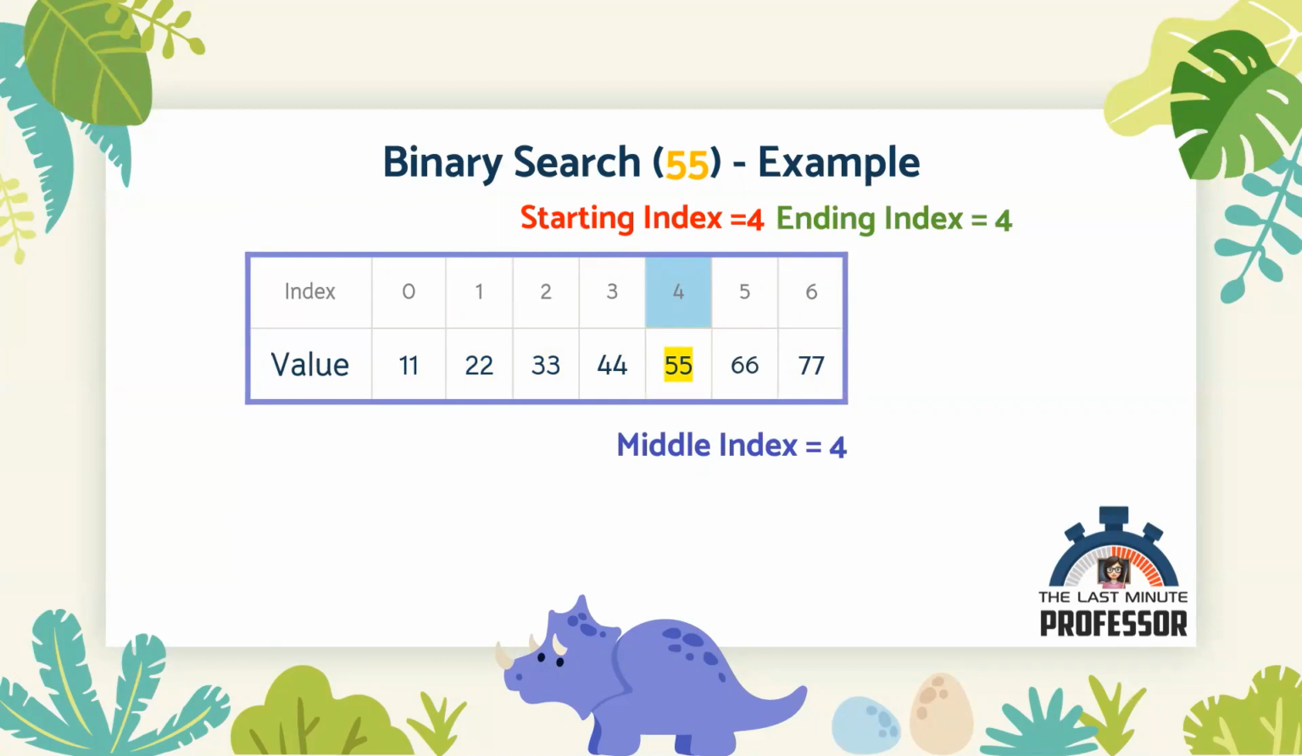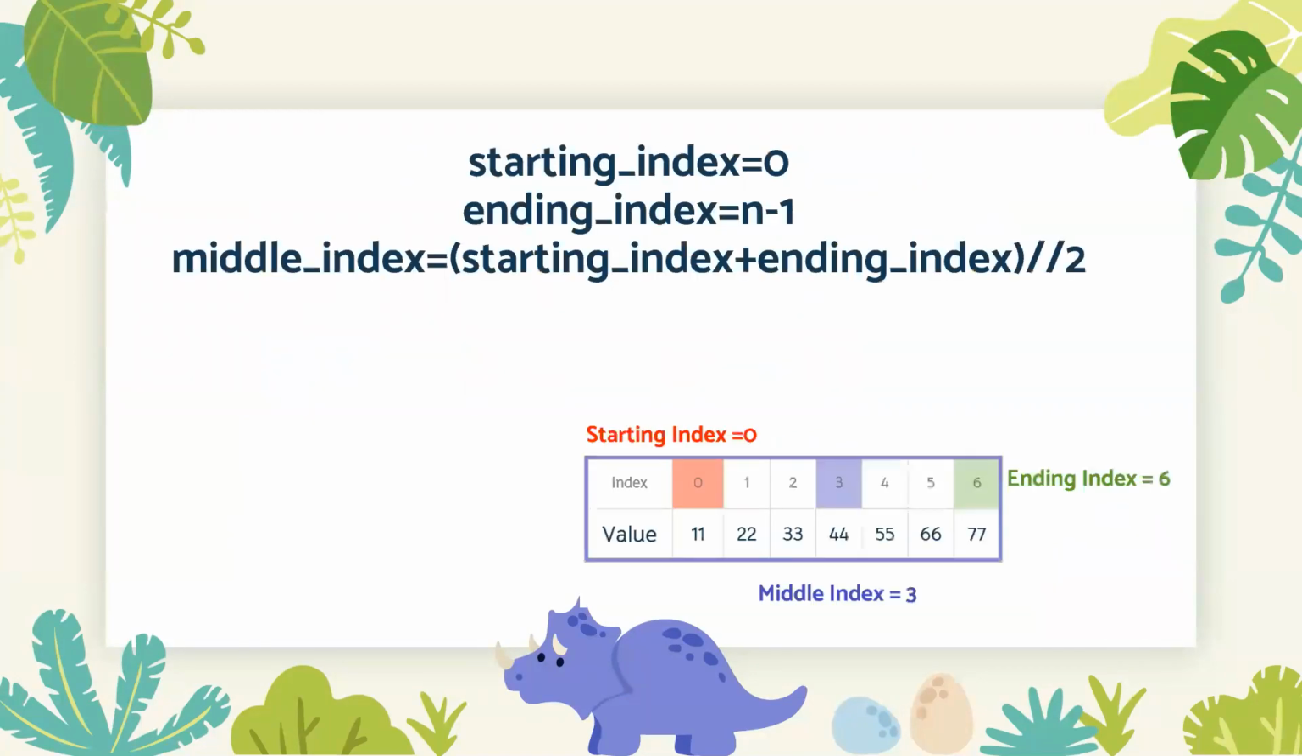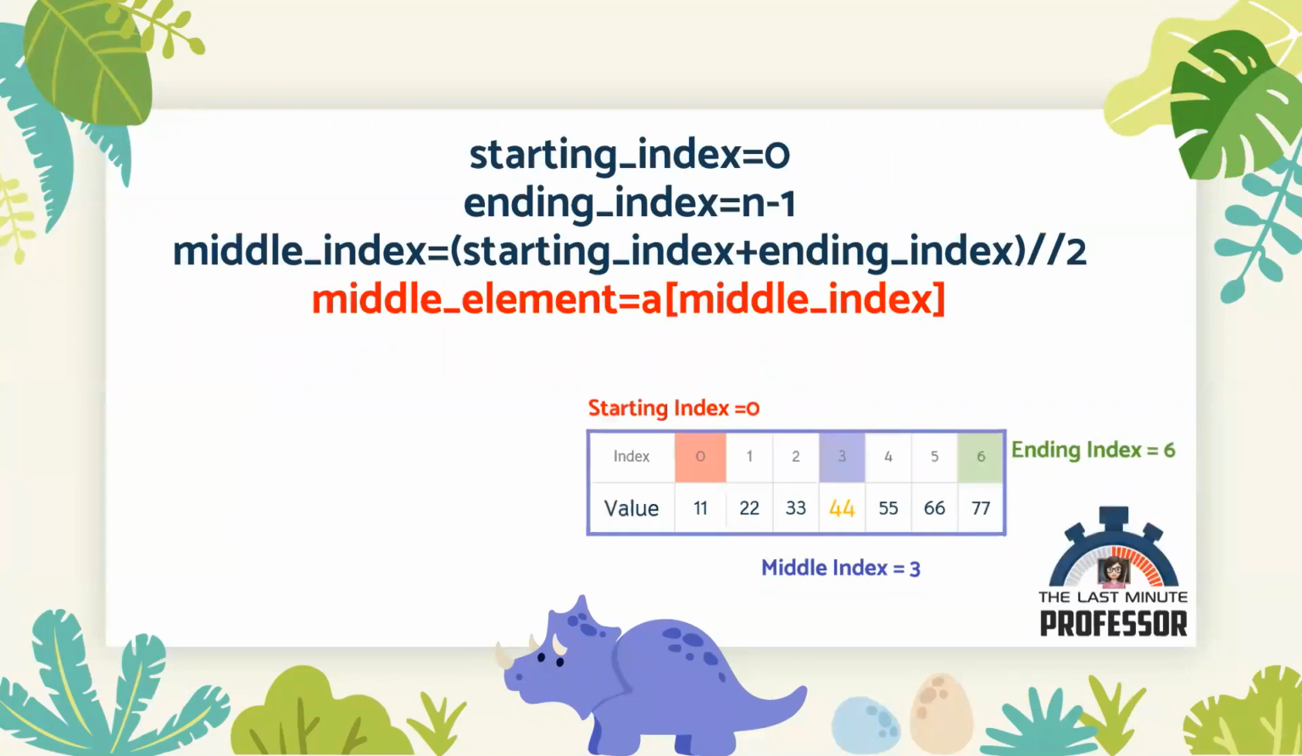So let me give a short description of what we saw till now. In general, this is how the binary search works. First, initialize starting index as 0 and ending index as n minus 1. That is, the total number of elements in the list minus 1. Find middle index using starting index plus ending index floor division 2. Middle element is the element present at the middle index.